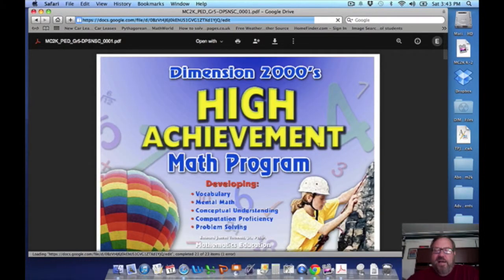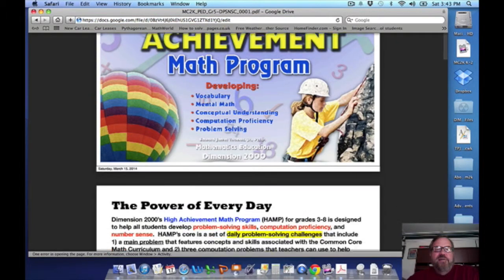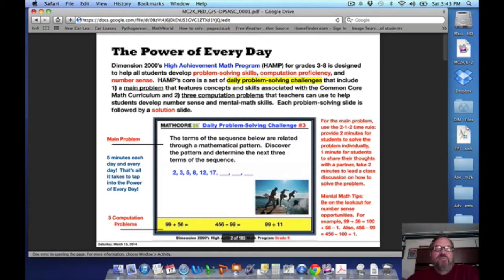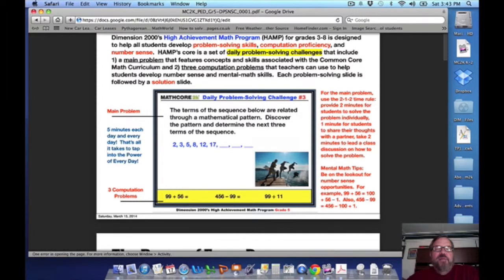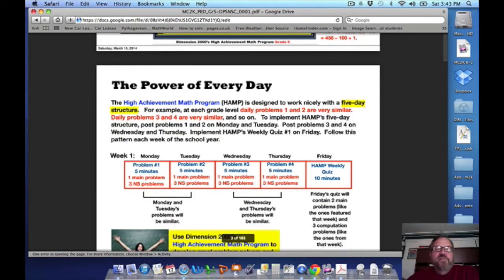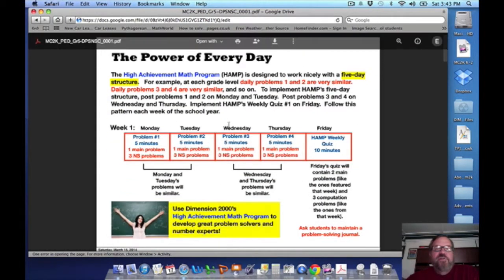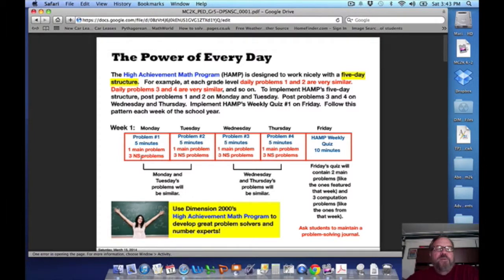And this is our high achievement math program. I'm going to use the down arrow key. And what we have here are daily problem solving challenges for the students. Now I'm going to stop right here and show you how this is designed from day to day. We recommend you start this on a Monday, and you're going to get a featured or main problem along with 3 number sense problems for your kids to work.